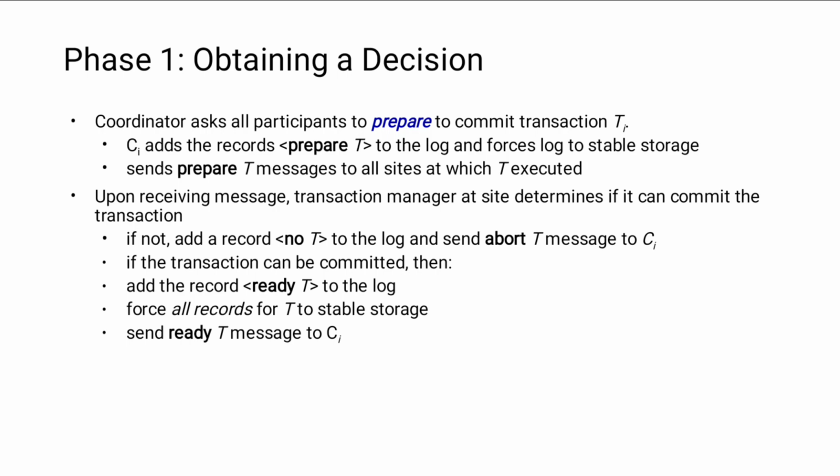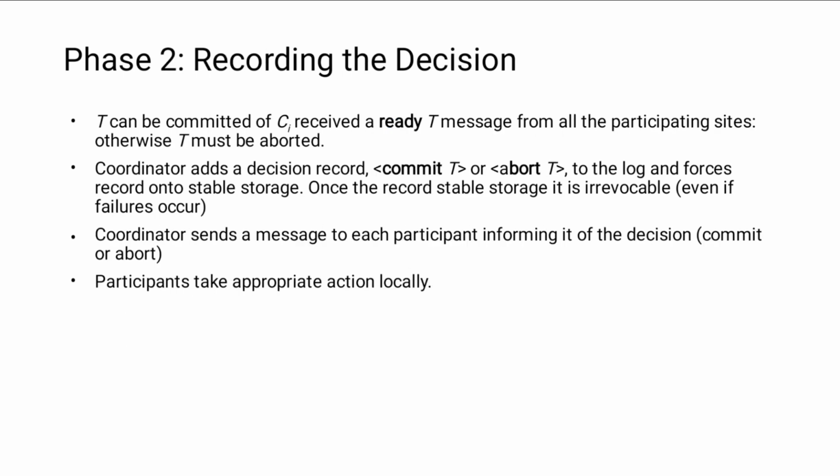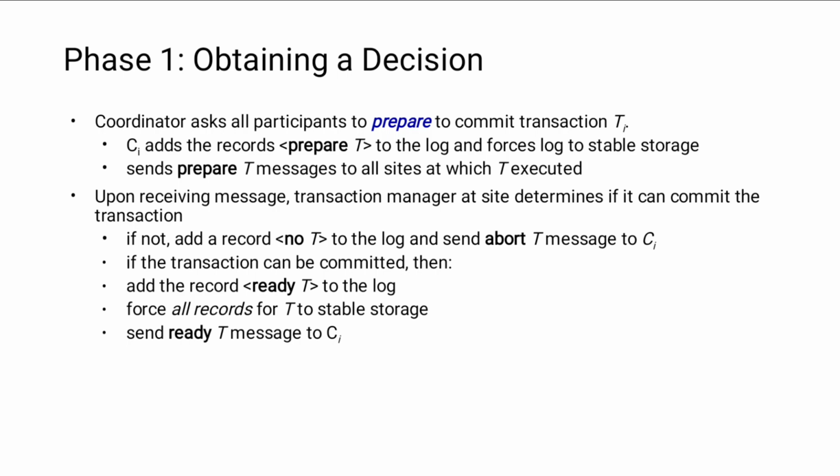Phase 1, obtaining a decision. Phase 2 is recording the decision. While obtaining a decision, the coordinator asks all the participants to prepare to commit the transaction. The message prepare of T is added to the log. That is also saved in stable storage, permanent storage. For this, the prepare of T message is sent to all sites at which our transaction is executed.